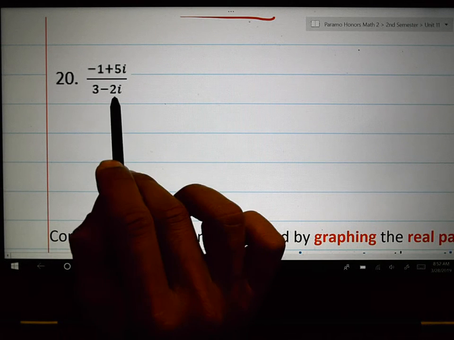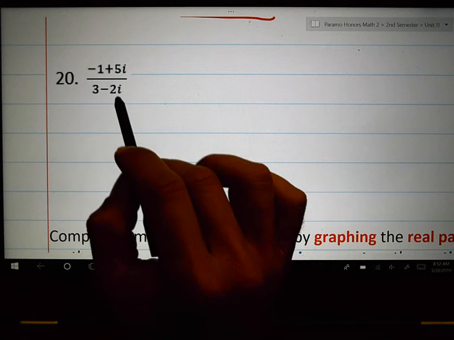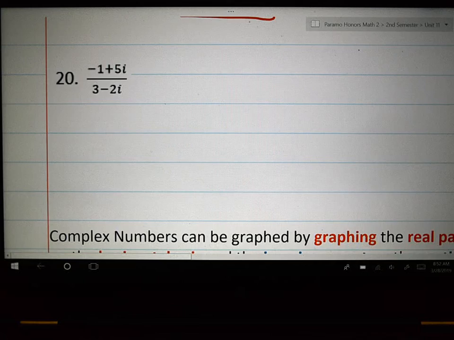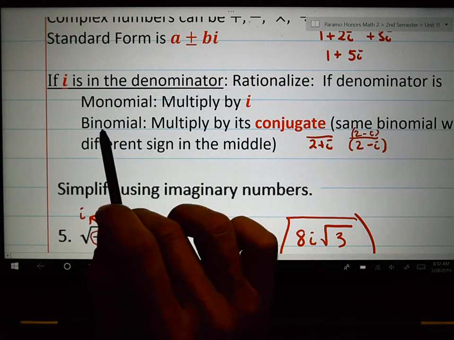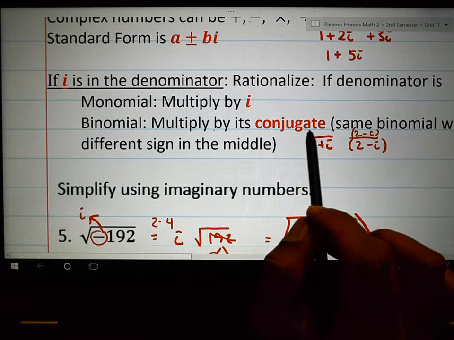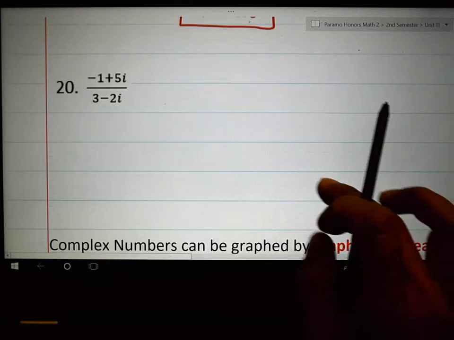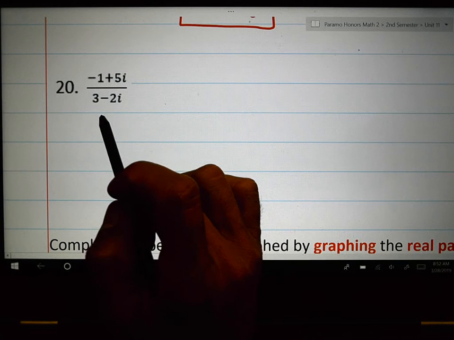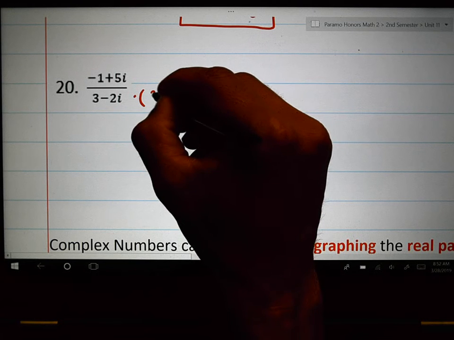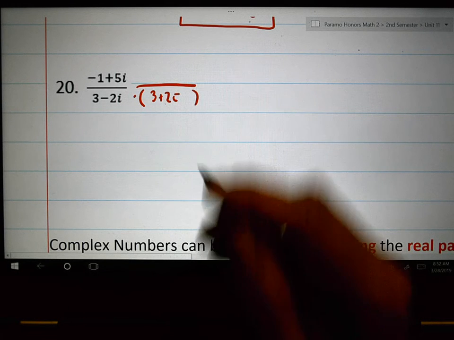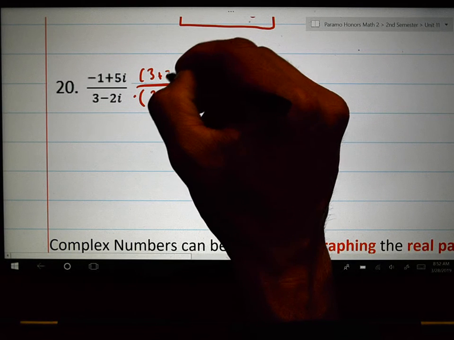There is an imaginary unit i in the denominator. I can't leave this with the square root in the denominator. So what I need to do is follow these quick directions. If it's a binomial, I need to multiply by its conjugate. And we're going to do the same thing over itself. If it's 3 minus 2i, the conjugate would be 3 plus 2i. But we can't just multiply by 3 plus 2i. We have to multiply by that over itself.